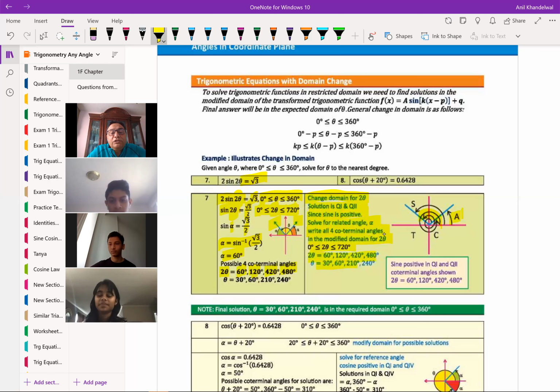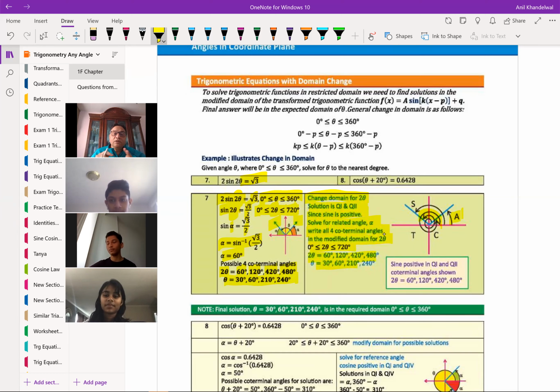So here, once you get all the solutions of 2 theta, which is 60, 120, 420, and 480, theta will be half of these. Divide them each by 2 to get your final solution, and your answer is theta equals 30 degrees, 60 degrees, 210 degrees, and 240 degrees. Is that clear to you? Yes, sir.